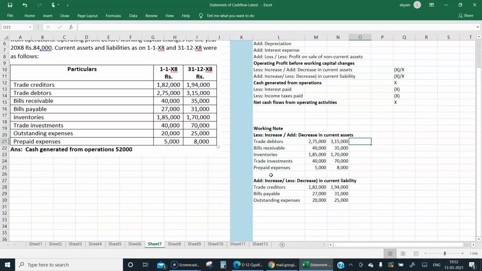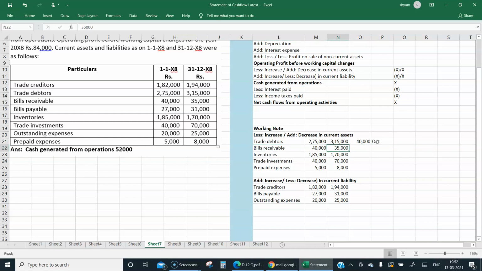So what we'll get is the change, the difference. When compared to last year, our debtors have increased. What does that mean? It means our money is stuck, stuck for 40,000. So the cash is locked, so it is a cash outflow. So we'll put it as out.